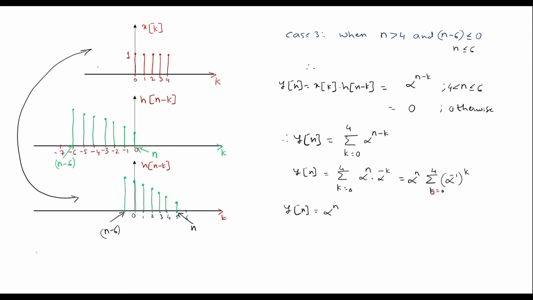Now by applying the finite sum formula, I can simplify this as 1 minus alpha inverse raised to n plus 1. N is 4 here. That is 4 plus 1 is 5, divided by 1 minus alpha inverse. As alpha power n minus alpha power n minus 5 divided by 1 minus alpha inverse.